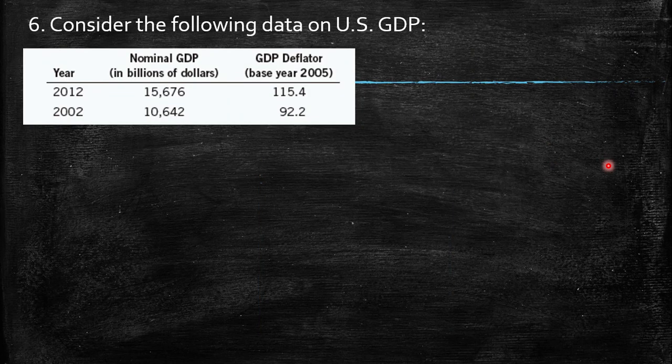Then 6. Consider the following data on US GDP. So we have here nominal GDP in billions of dollars for US GDP, 15,676, and for 2002 this number, and the GDP deflator with the base year of 2005, so we have these two numbers.